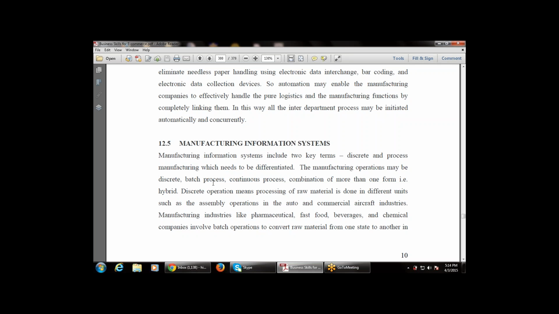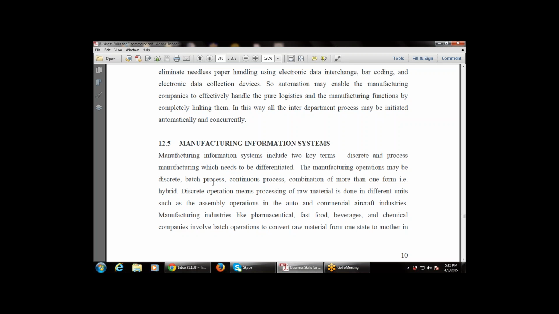The manufacturing operations may be discrete, batch process, continuous process, or a combination of more than one form, that is hybrid. So manufacturing operations may be discrete, batch, continuous, or a combination of the batch process and the continuous process, which is a hybrid process.